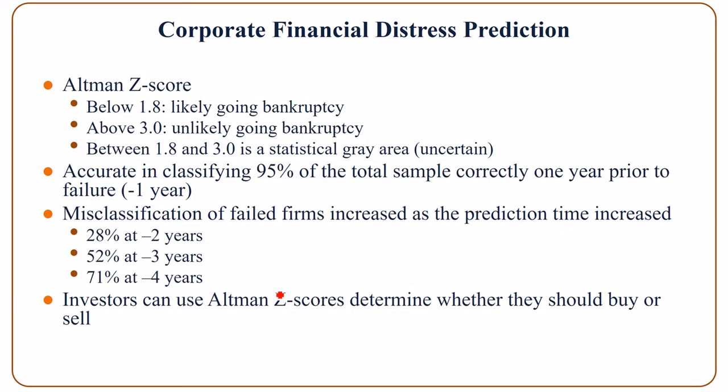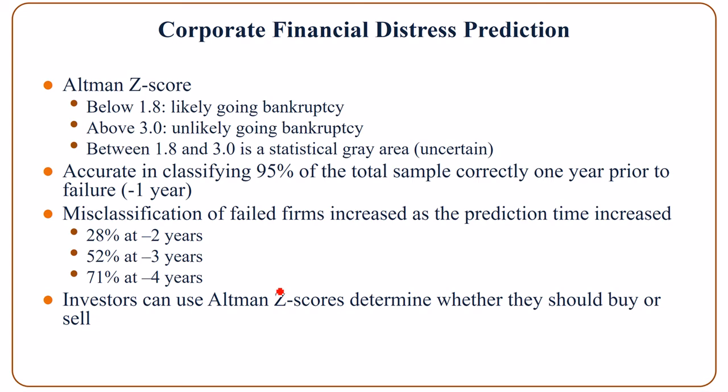A Z-score below 1.8 means the company is likely going bankrupt. A Z-score above 3 means the company is unlikely to go bankrupt and it is in good shape. For scores between 1.8 and 3, it is a gray area in which the company's financial health is uncertain.